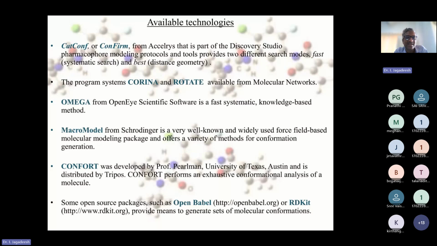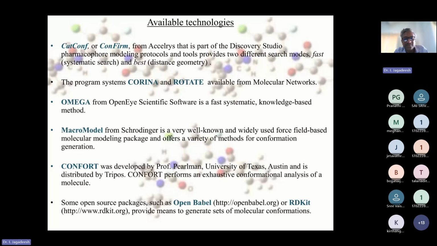This is an advanced paid software. We can get all the options, starting with energy minimization, conformational analysis, and molecular docking, and get the scores directly. Confort was developed by Professor Pearlman, University of Texas, Austin, and is distributed by Tripos. Confort performs an exhaustive conformational analysis of a molecule, so this can help.